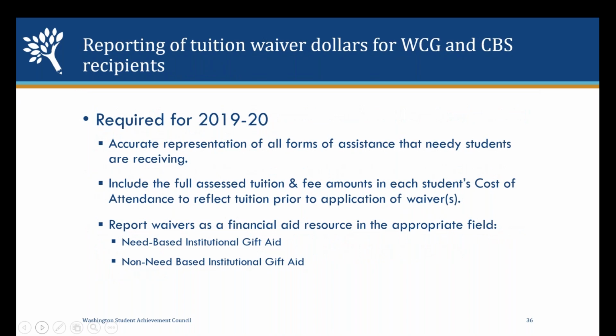The reporting of tuition waiver dollars for Washington College Grant and College-Bound Scholarship recipients is required for 2019-20. This has been in the works for the last couple of years, and tuition waivers are considered aid. So we need you to give us an accurate representation of all forms of assistance that needy students are receiving, and that includes the full assessed tuition and fee amounts in each student's cost of attendance. Report the waivers as a financial aid resource in the appropriate field. They may be need-based institutional gift aid, or they could be non-need-based institutional gift aid. But these are things that are important for you to report.